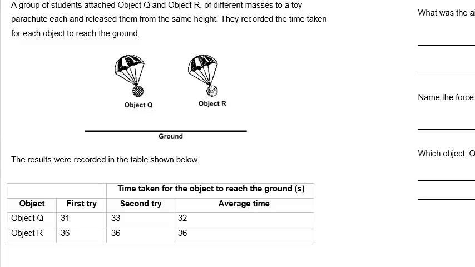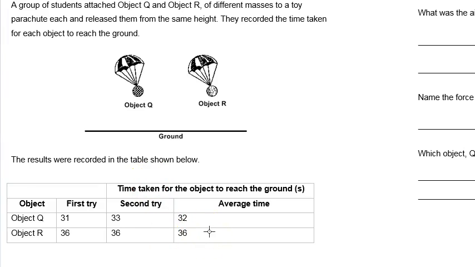Next question. A group of students attach object Q and R of different masses to a toy parachute each and release them from the same height. They recorded the time taken for each object to reach the ground. Alright, so object Q and object R are released with the parachute each, and the time taken for the object to reach the ground is recorded, so they have the first and second average time.